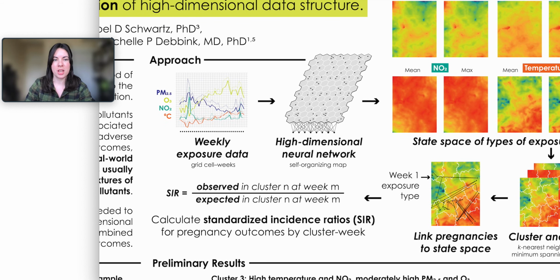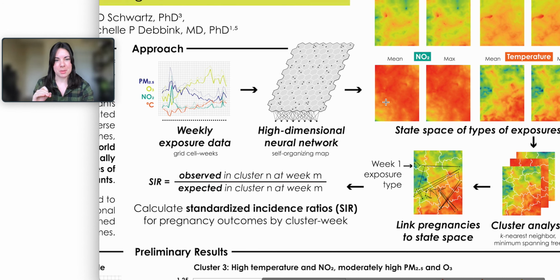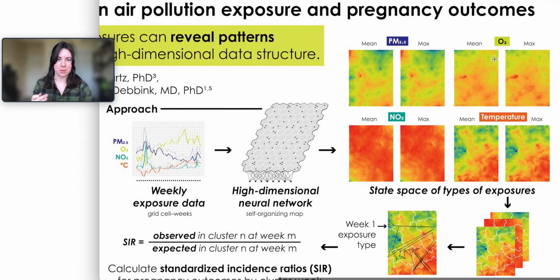So for our approach, we wanted to examine all possible exposure types. So we took weekly air quality data for each grid cell in Utah and used a high-dimensional neural network called a self-organizing map. This does exactly what it says. Observations are organized into this 2-dimensional surface representing a state space of types of exposures. So this isn't a geographic map. It does look a bit like Utah, but it's a similar concept. So similar observations are located near each other and dissimilar far from each other on the map.